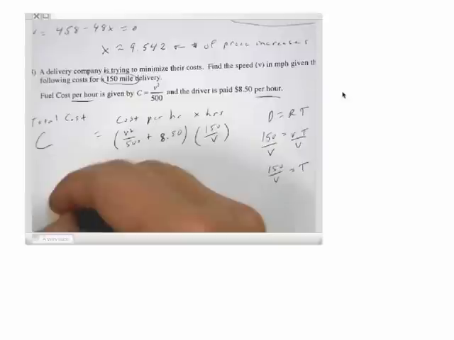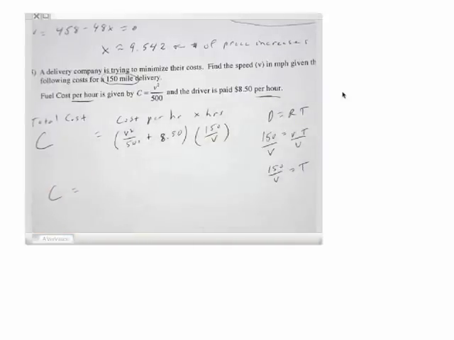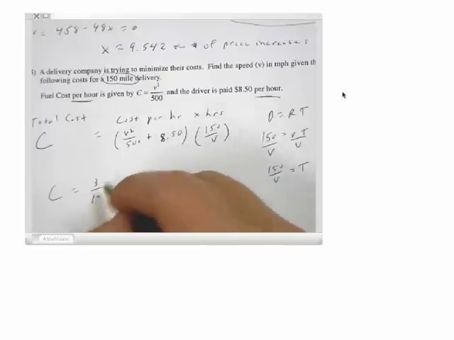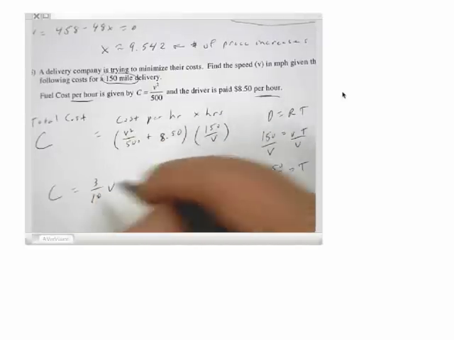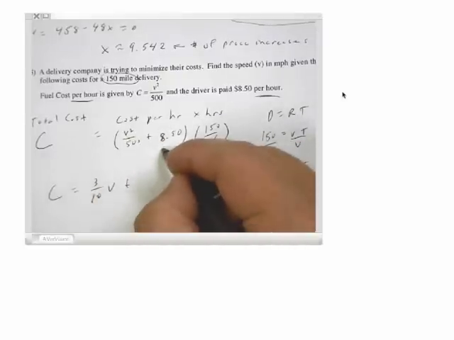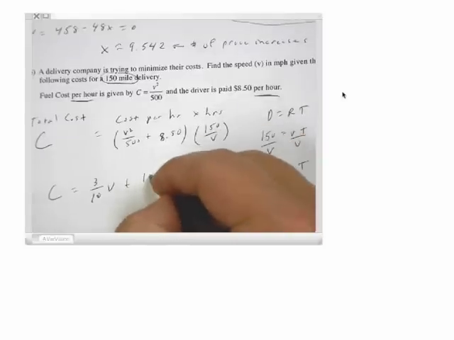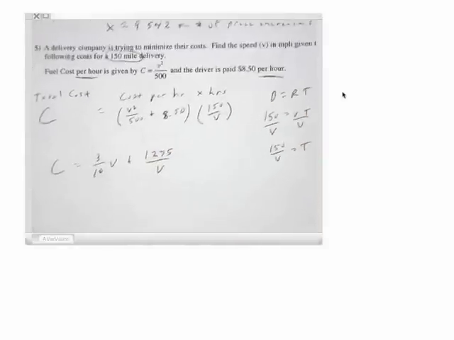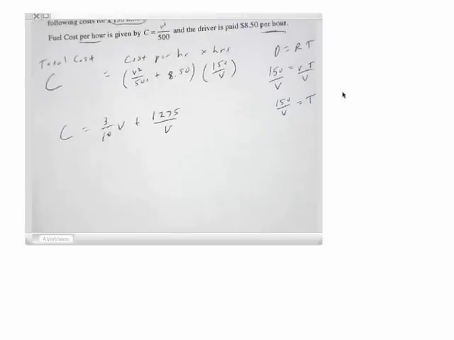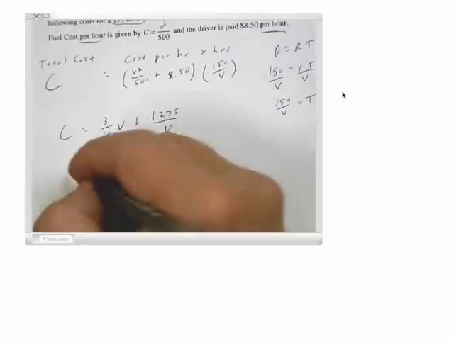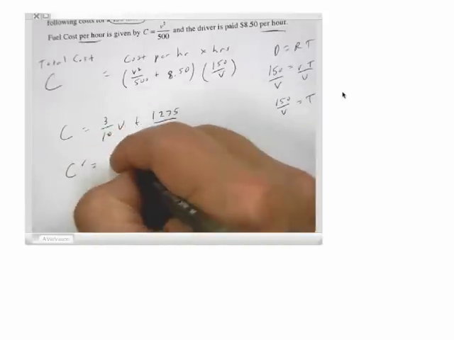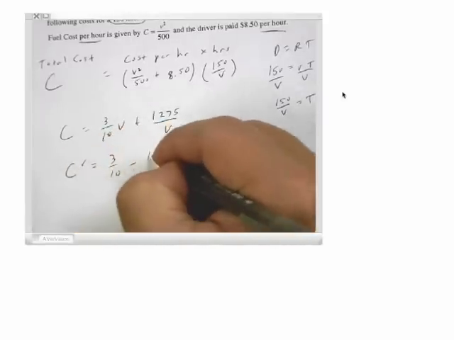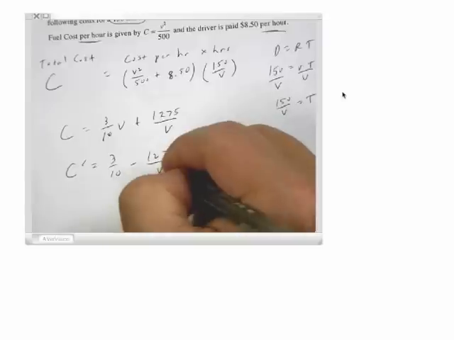All right, once I've got that, I'm going to clean it up a little bit. I'm going to distribute the 150 over v in there. 150 over 500 reduces to 3 over 10. V squared over v is just v. And then we have 8.50 times 150, which comes out to 1275 over v. So there's my cost equation. To optimize it, we've got to take its derivative: 3 over 10 minus 1275 over v squared.